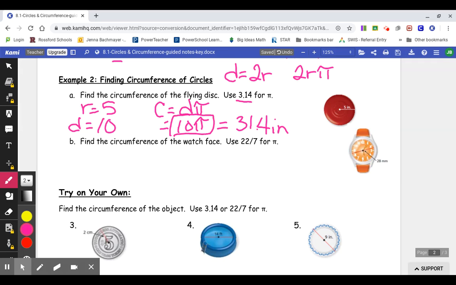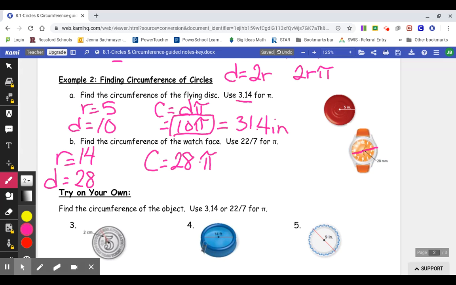The next one, it says find the circumference of the watch. So here I have diameter all the way across. I'm going to find my radius just because we're still working on that. So if it says diameter is 28 millimeters, half of that is 14. That's my radius. So my circumference, I'm going to use the 28 times pi.